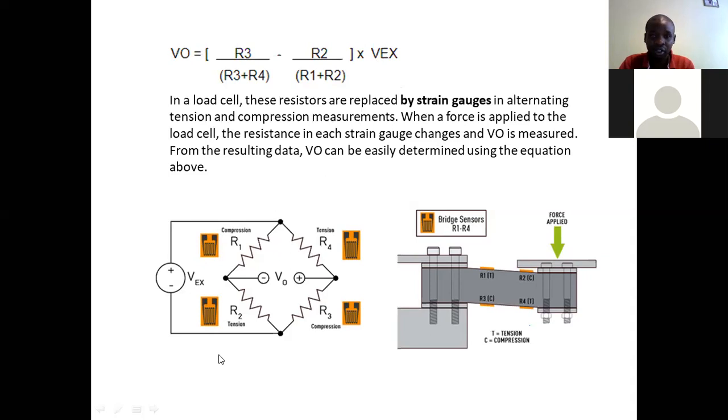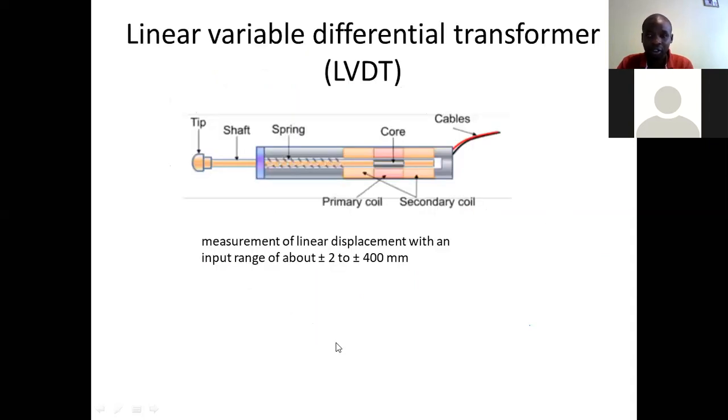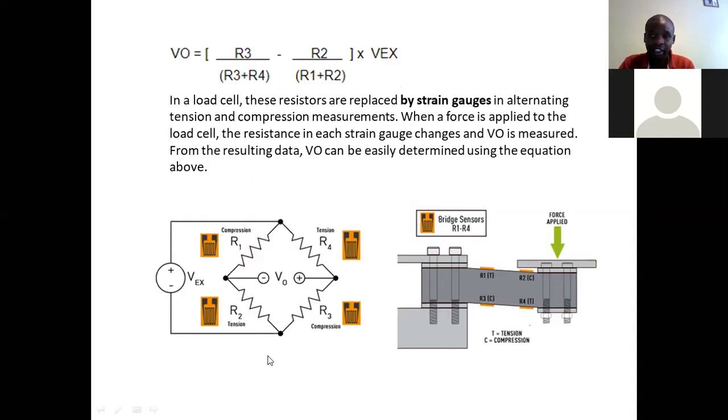This one is under tension, this one is under some kind of tension. So these two are going to be under compression, and these other two are going to be under tension. And so this is how maybe a load cell or that bridge sensor is arranged. So force is applied at this particular point here. Some of them will be under compression, and you can see here, they are under tension, tension here, tension. This one is under compression, this one is under compression.